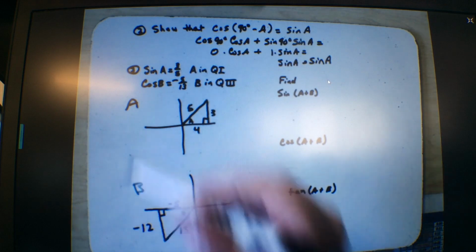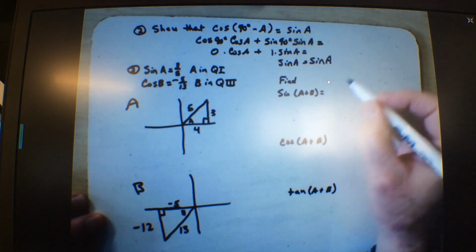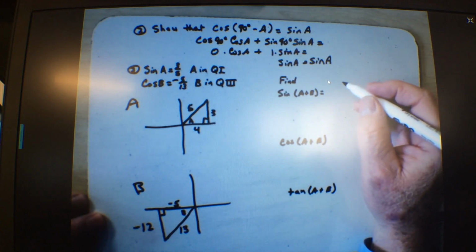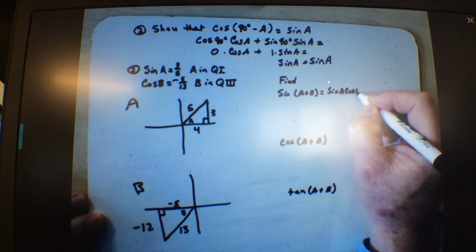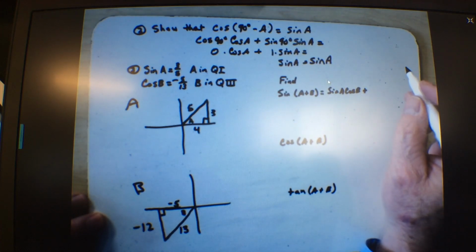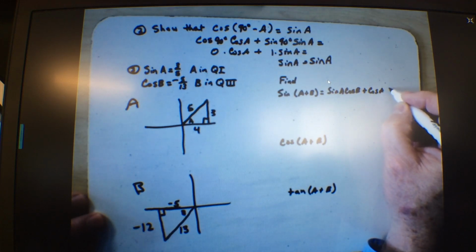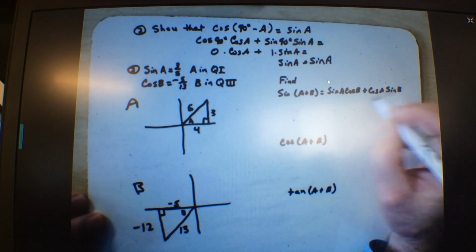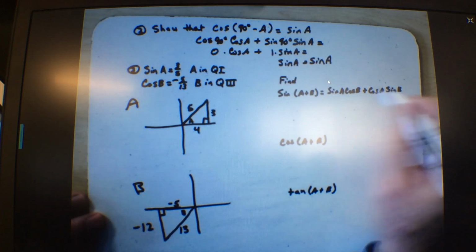Now we got our A and our B drawn, correct? All right, so the formula for sine of A plus B is sine A cosine B plus cosine A sine B. Sine's the same sign, isn't it? It's sine A, cosine B plus cosine A, sine B. That's what I got.